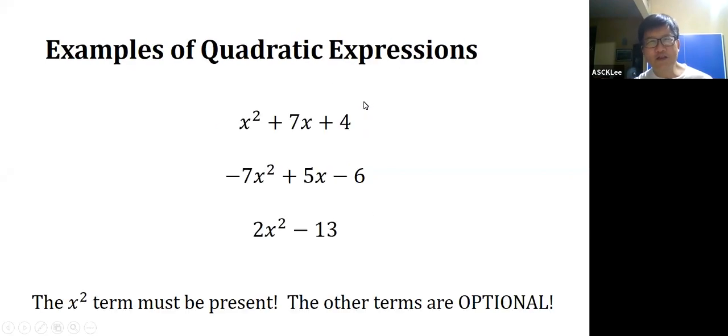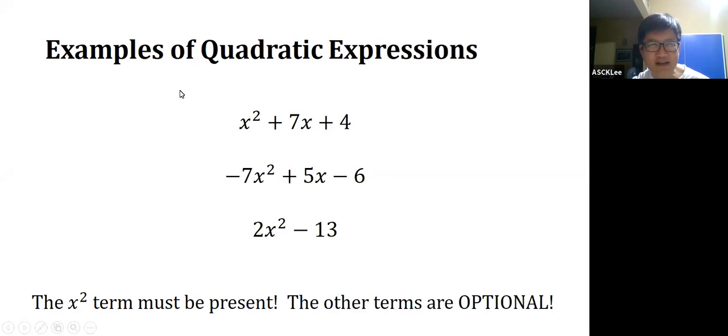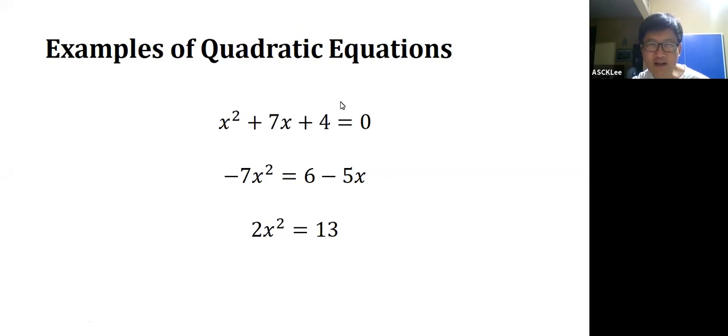Now, you have seen quadratic expressions already. They look like this, and as I've stated, an x squared term must be there. So what's the difference between a quadratic expression and a quadratic equation? These are examples of quadratic equations, and you see that there is an equal sign here. For equations, you must see the equal sign. For an expression, the equal sign is not there. So these are all examples of quadratic equations.